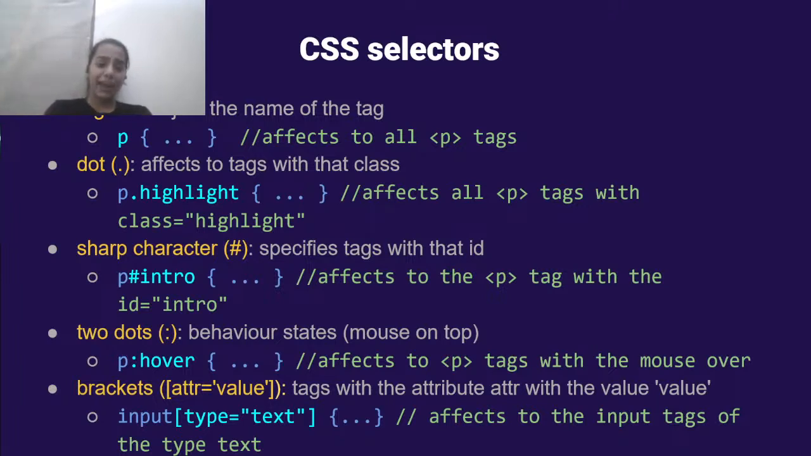Next, we have brackets with some sort of attribute value. So tags with the attribute value equal to the value I type in, only those would be affected. So in the example here, we have input type equals text. So it only affects all the input tags that have type text.